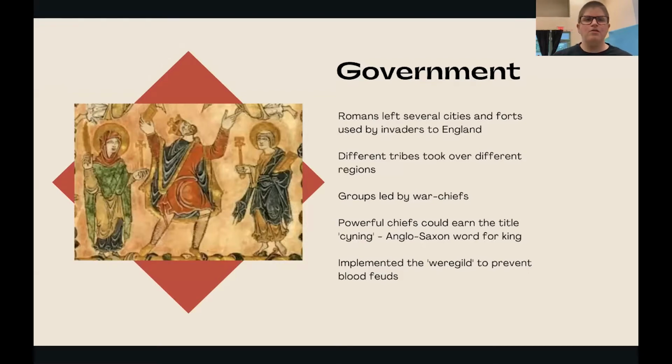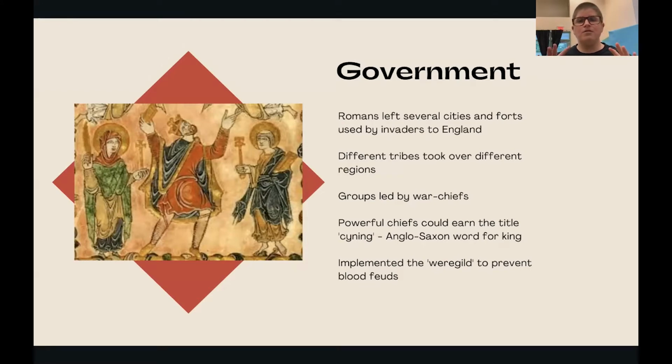They had a little bit different style of government than the Romans. Again, the Romans left several cities and forts that were used by the Anglo-Saxons. They'd later be used by Vikings once they came in, different Viking groups, to establish control. These fortifications are really good for protecting your people and holding your interest if you can maintain it.